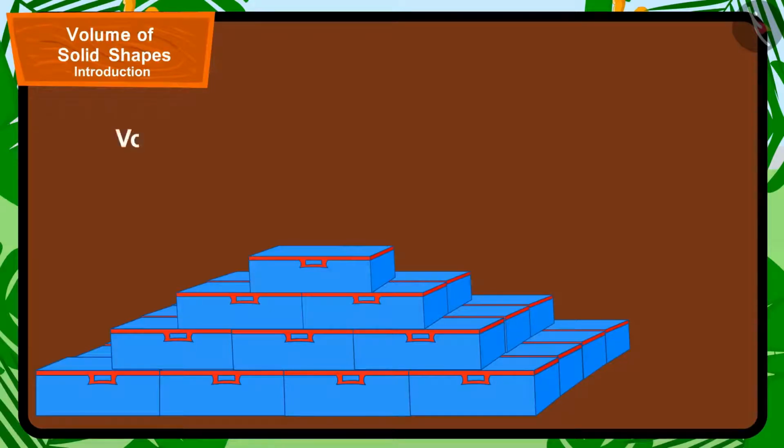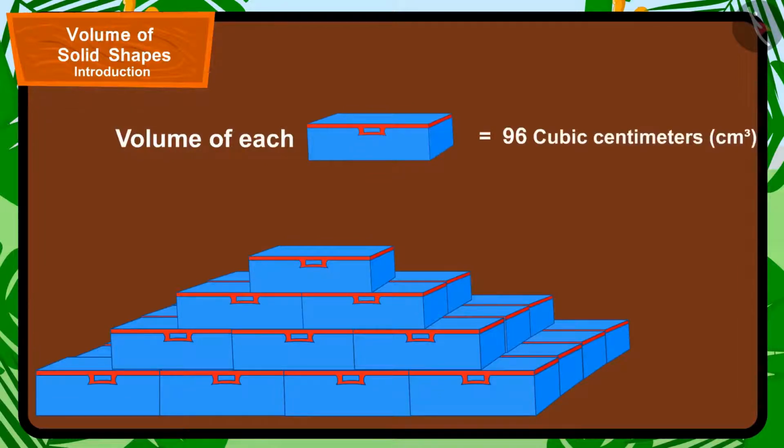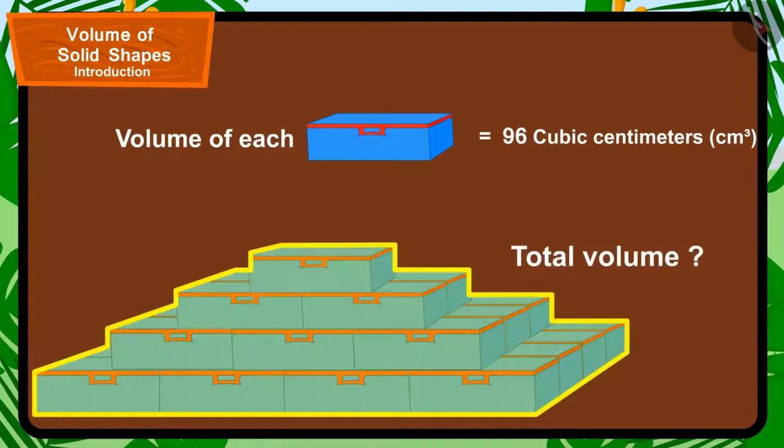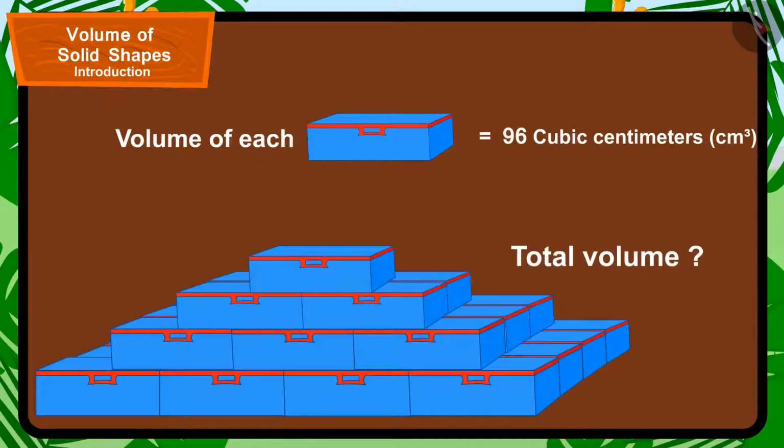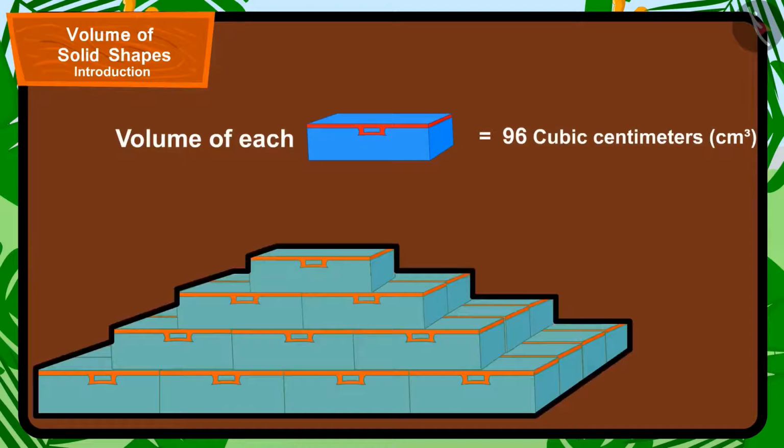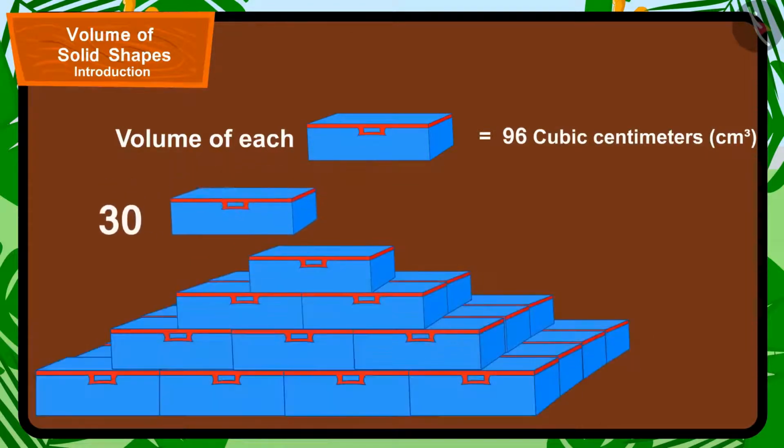Children, if the volume of each compass box is equal to 96 centimeter cube, can you find out how many centimeter cubes will be the total volume of all compass boxes being used in this shape? If you want, you can stop the video and find the answer. The volume of a compass box is equal to 96 centimeters cube, and Babban has used a total of 30 compass boxes in this shape.